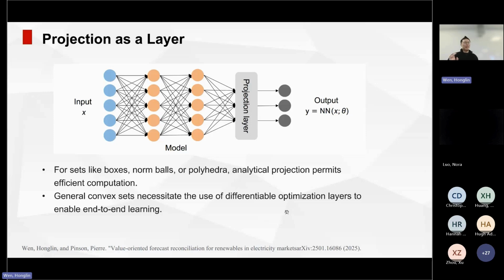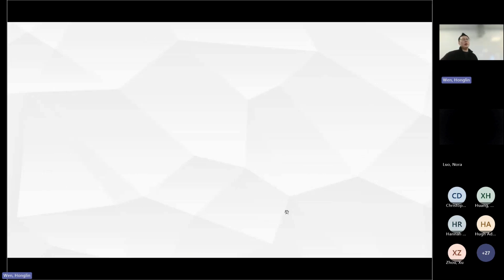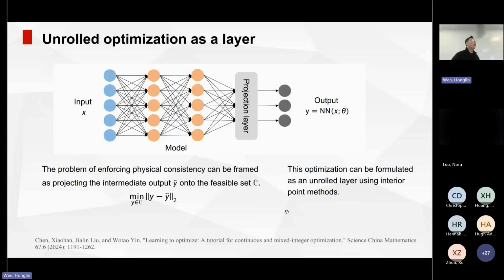But for general convex sets, it's still doable. The projection layer can be defined as a differentiable convex problem, so you embed the differentiable convex problem into your model. That will fix the issue. But what about something more general, even a non-convex problem? What should we do? To be honest, very few people have been thinking about this problem.